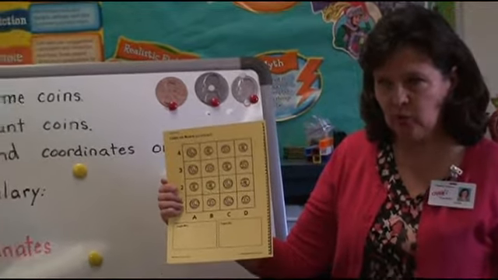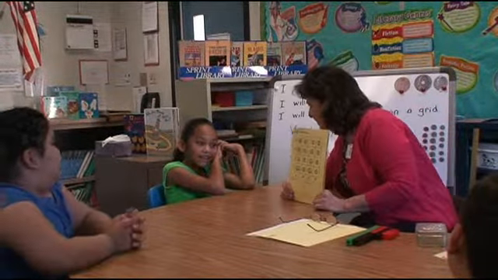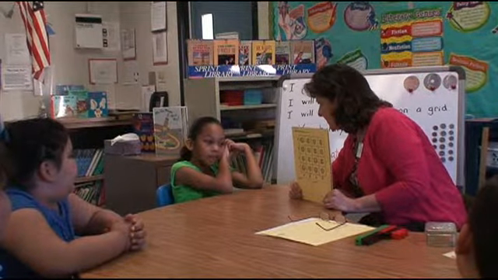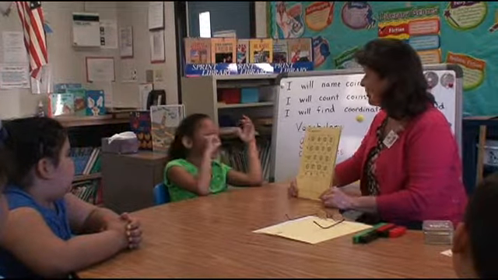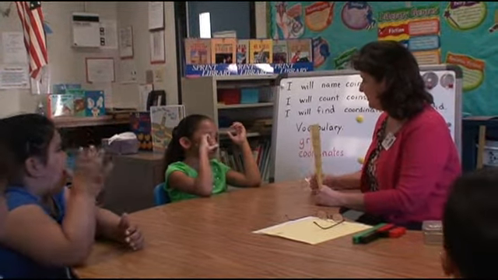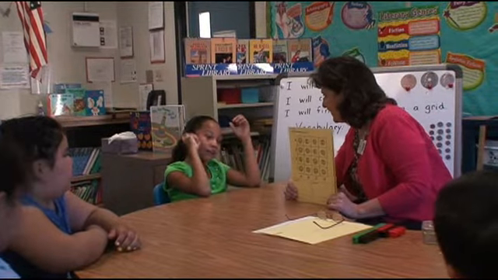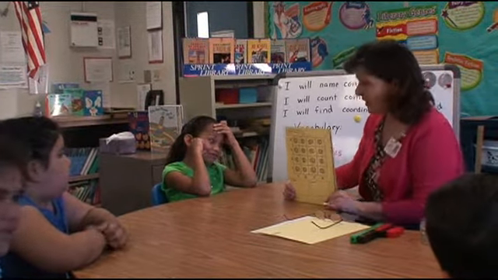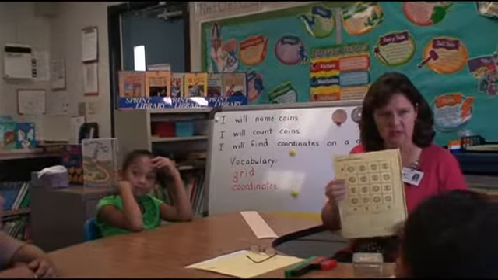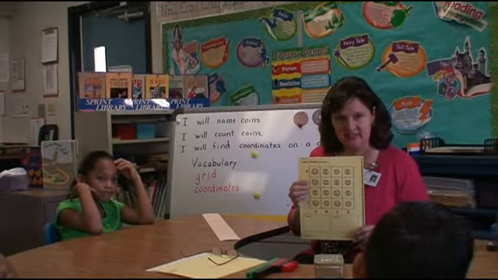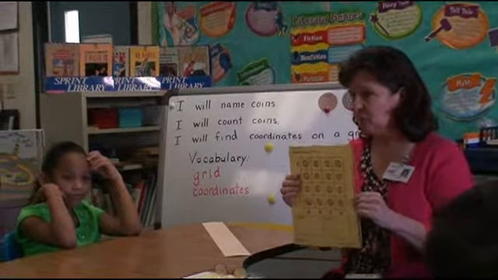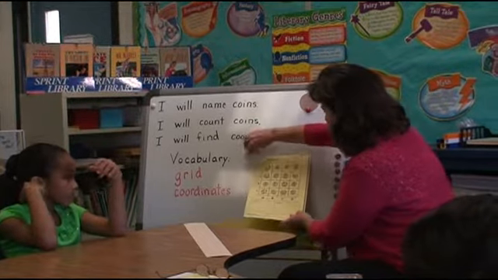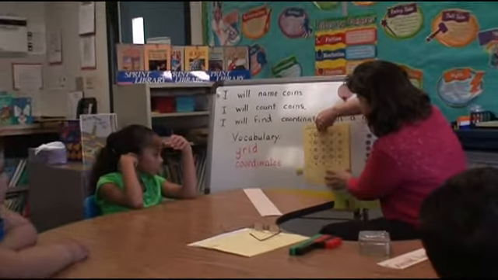Tell your neighbor what a grid is. Can you tell that louder? You did a really nice job, Olivia. A grid is a pattern of squares. Say it one more time. It's a pattern of squares, right? And what kind of things make the squares, boys and girls? The straight lines. The straight lines make the squares. So a grid is a pattern of squares drawn with straight lines, and that's our grid.